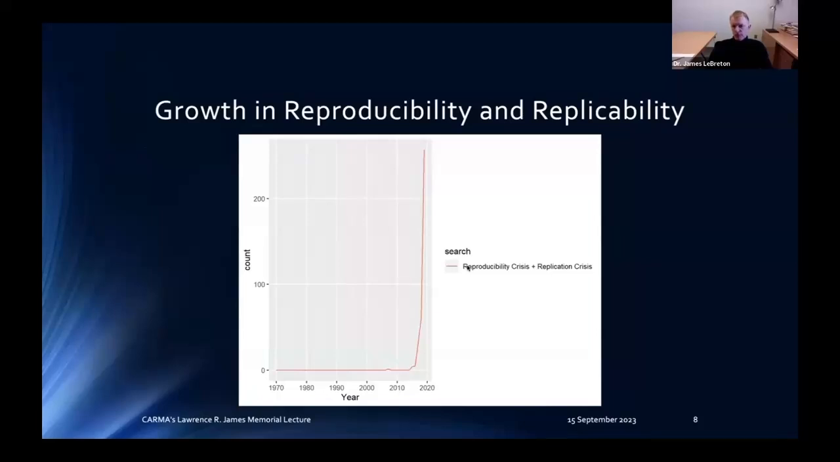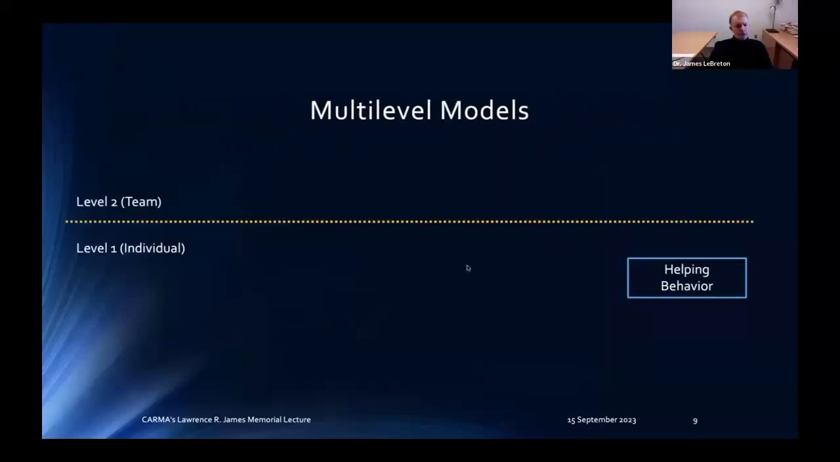And so just a search on reproducibility crisis and replication crisis reveals several hundred books just in the last few years. And so the talk today is really about the intersection of these two things.